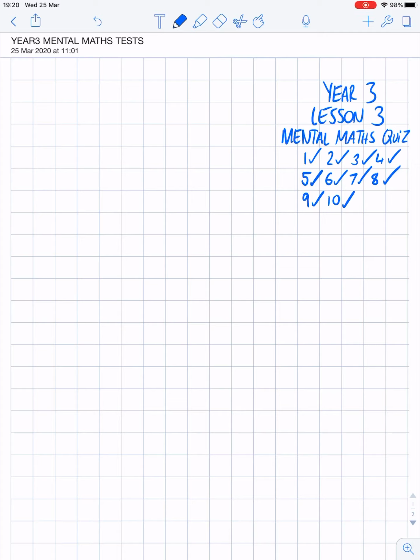What do I divide 25 by to get the answer 5? Number 12. What is the difference between 35 and 65? What is the difference between 35 and 65?